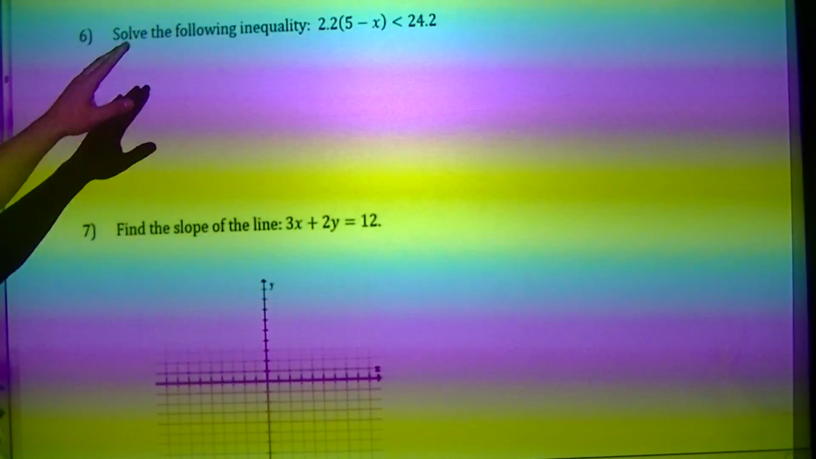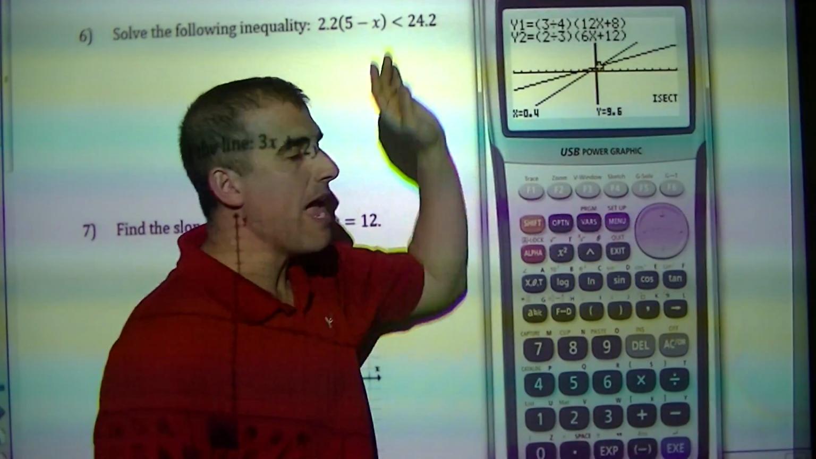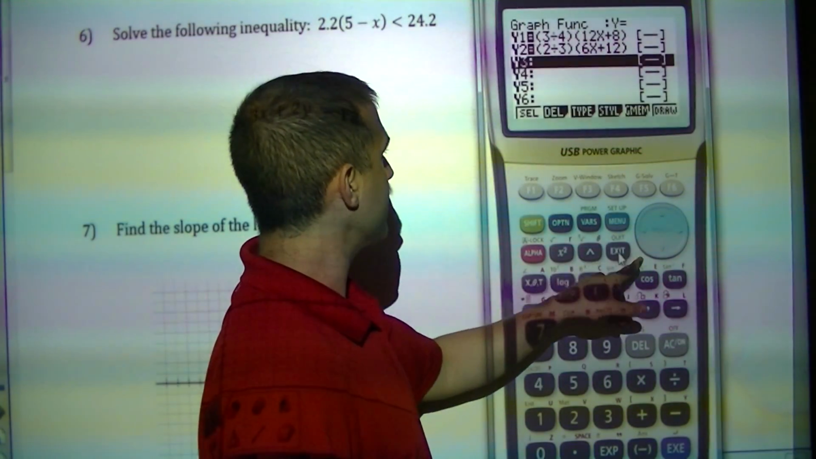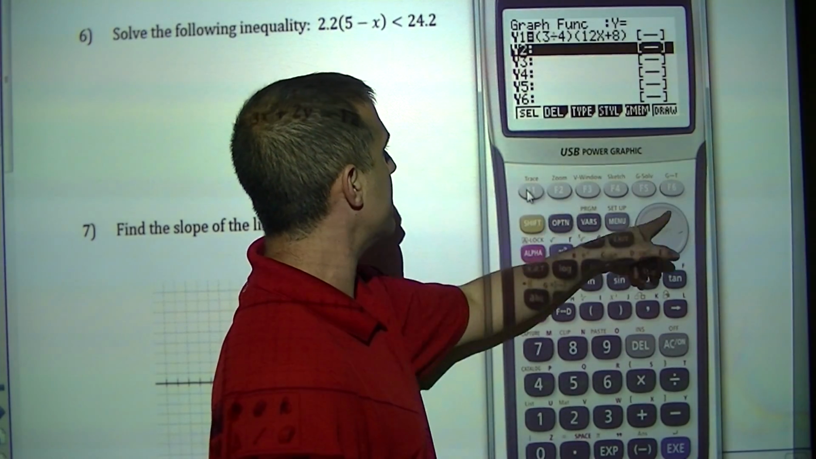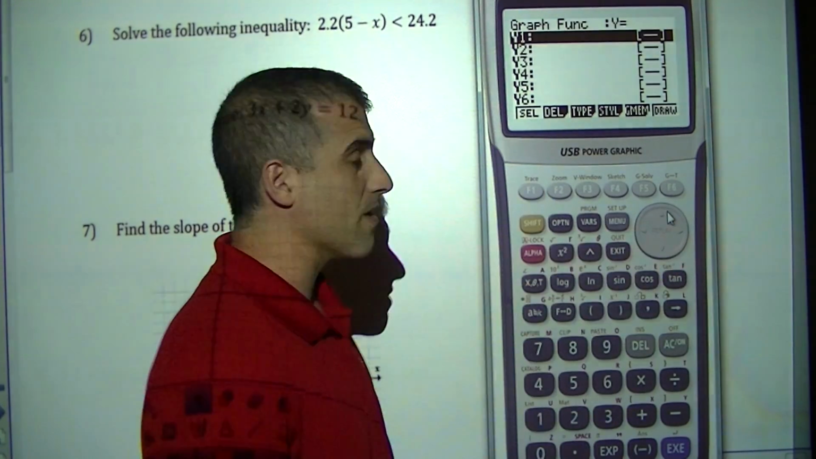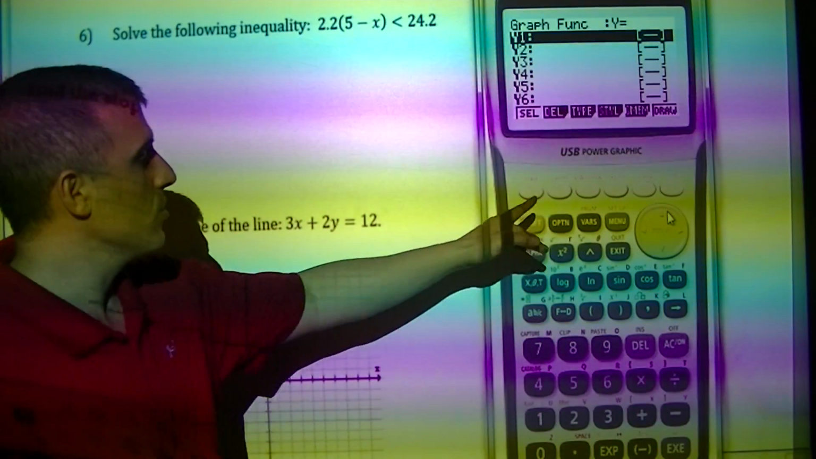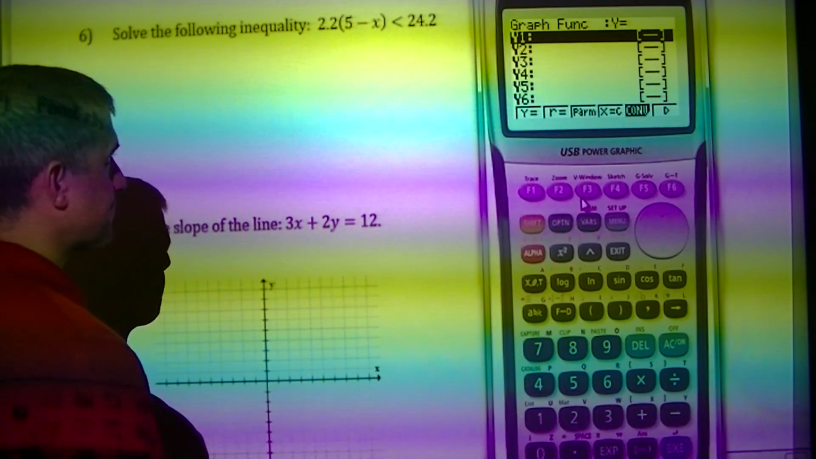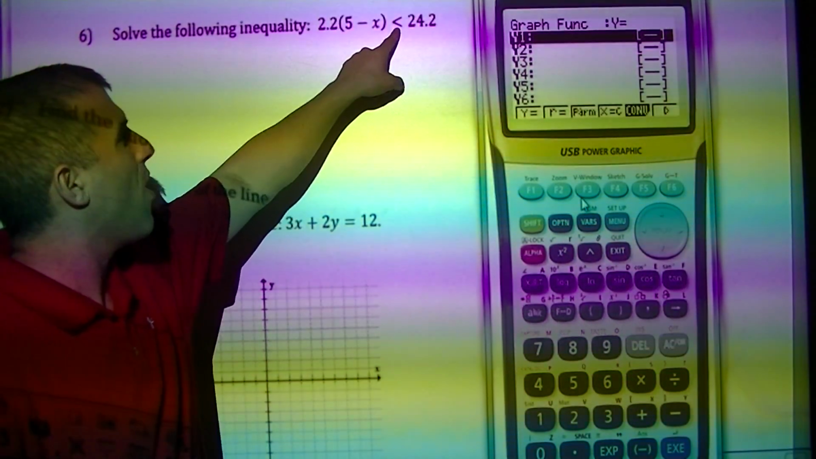Number 6, solve the following. Now, here's something that's going to be important that you're going to have to be able to do with your calculator. I'm going to delete these things. Anytime you have an inequality, you want to delete these things. Now, as you can see, I have an inequality. If you go to type, now what I want to do is look at what this inequality does.